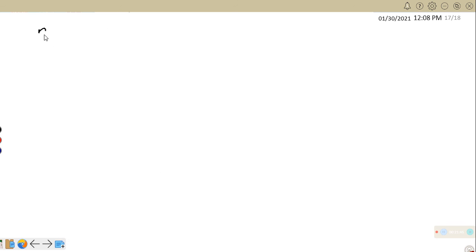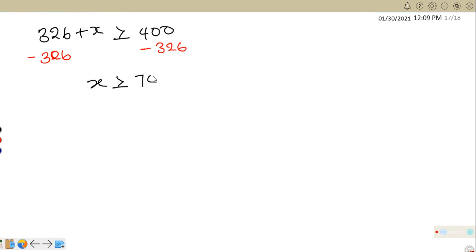So we have 326 + X greater than or equal to 80 times 5, which is 400. So subtracting 326 from both sides, that will give us X is greater than or equal to 74. Okay, which can also be written as 74 less than or equal to X, and that answers the question.